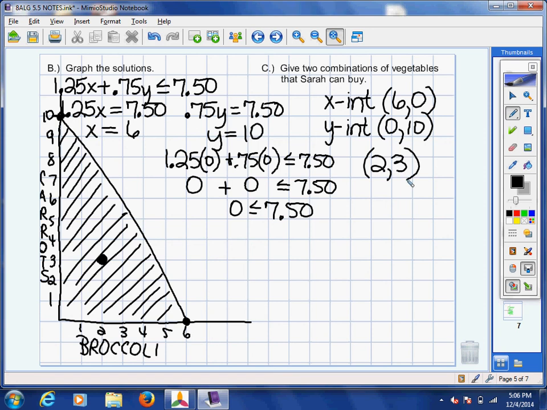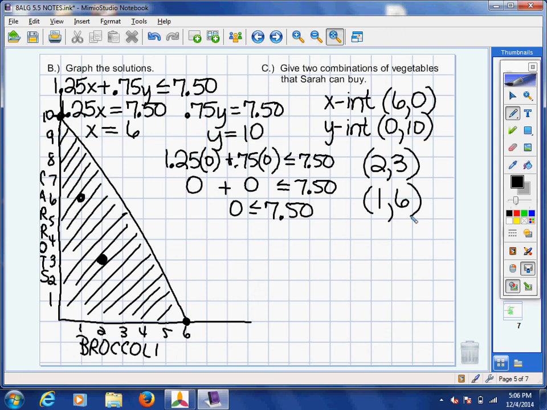That means I bought 2 packages of broccoli, 3 packages of carrots, and I was well within my budget of $7.50. I did not max it out. Okay? I could pick another one. I could do this one right here. The name of that point is 1, 6. So that means I bought 1 bunch of broccoli and 6 packages of carrots.